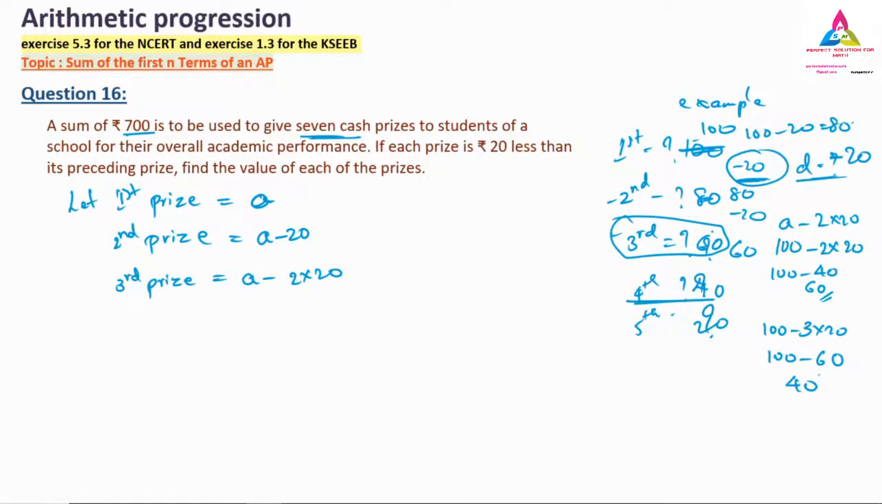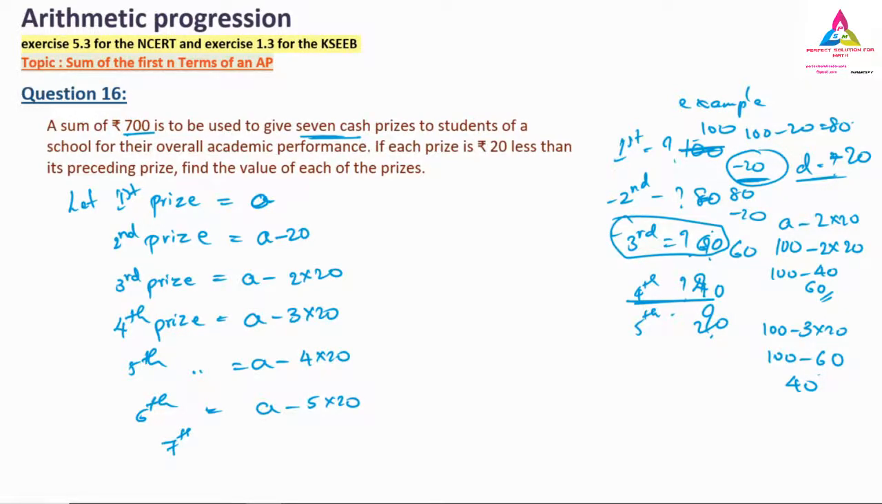Similar way it will move. So the fourth prize will be A minus 3 into 20. Fifth prize will be A minus 4 into 20. And the sixth prize will be A minus 5 into 20. And lastly the seventh prize we have to find. Seventh prize will be A minus 6 into 20. So like this way we have to find.